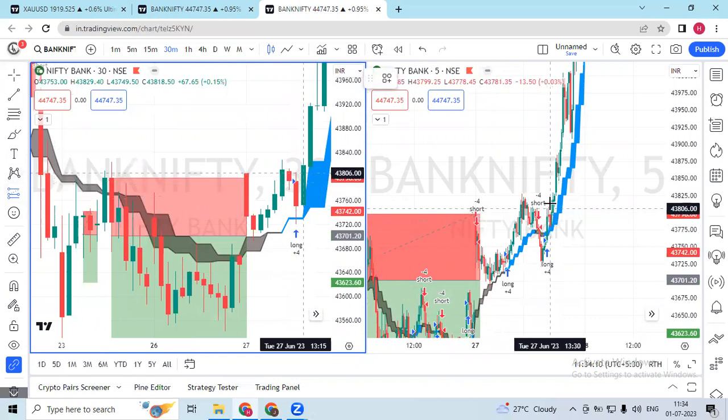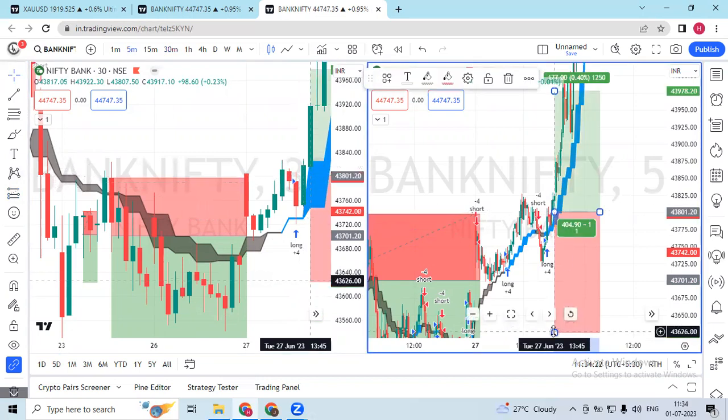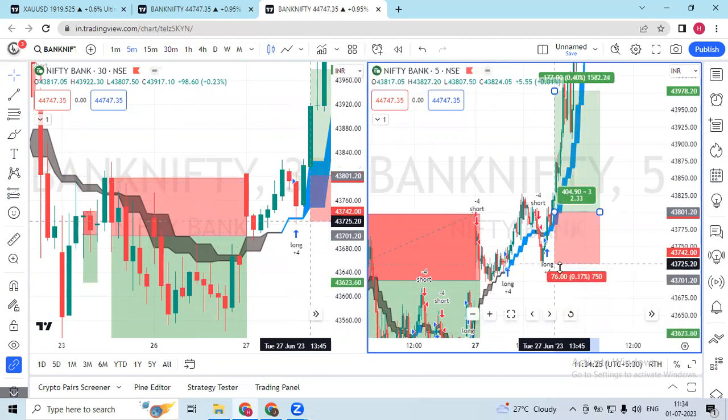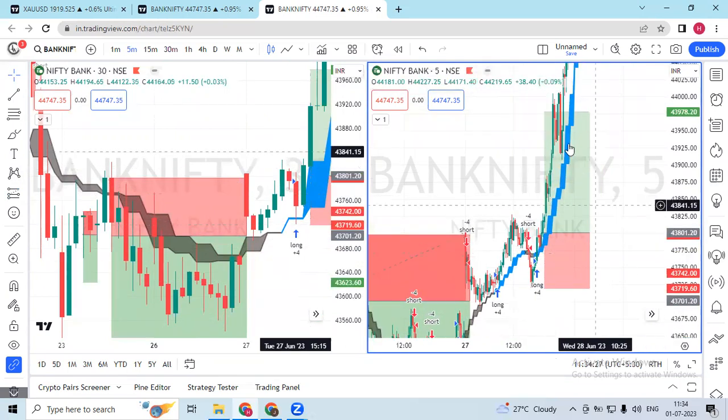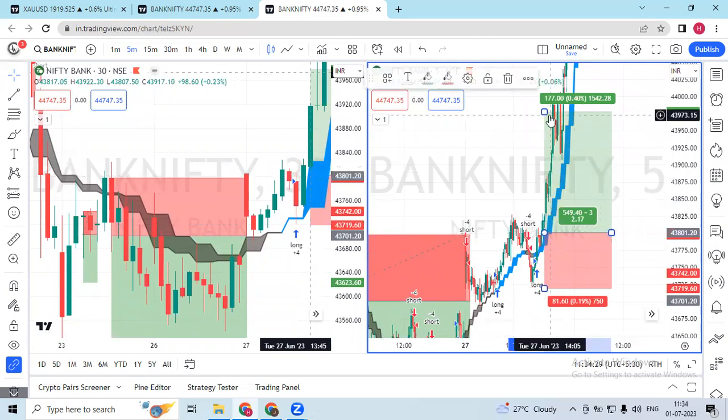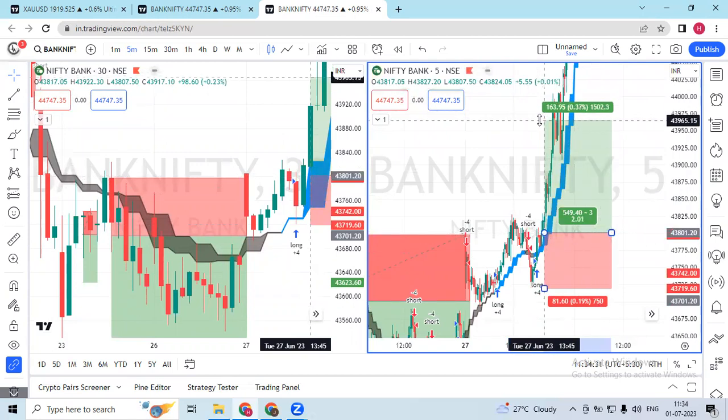Here, there is a long signal. We waited for this particular candle to close above the ribbon. And then as soon as this bounce came, okay, we took an entry over here, nearly at this point, and then we kept our stops over here, and you can see it is a clear win. It is a clear win, right?